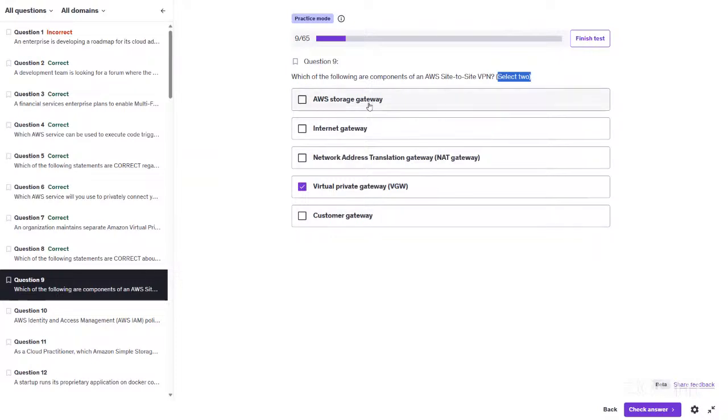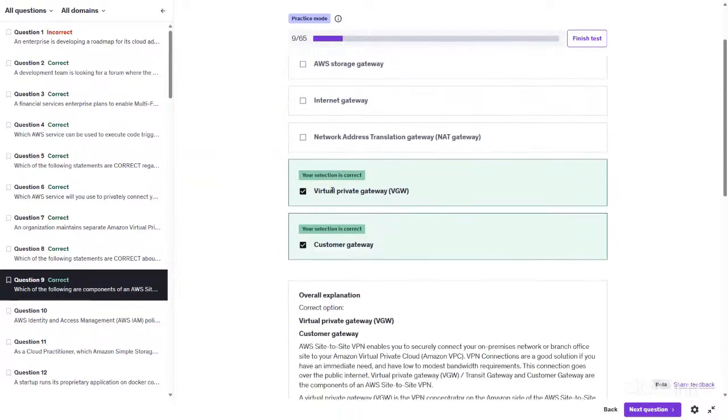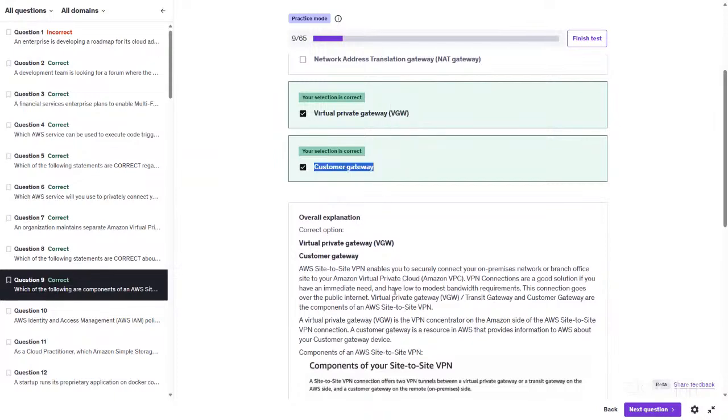It's definitely not storage gateway. And I don't think we need network address translation because we're not talking about VPC to some other VPC. So let's see, it might just be the virtual private gateway and this. We do need an internet gateway, but let's see. Yeah, it's customer gateway. So you need a virtual private gateway and you need a customer gateway.